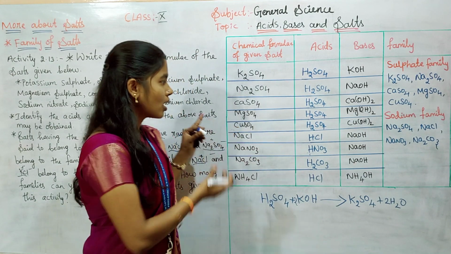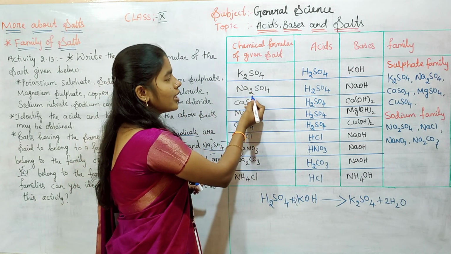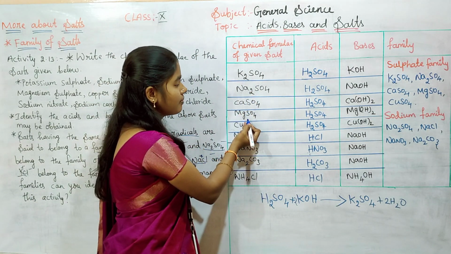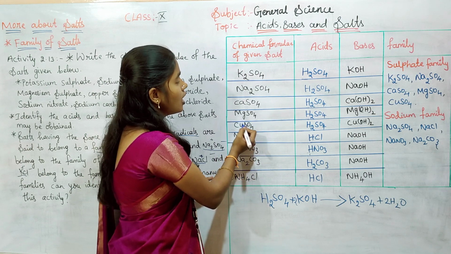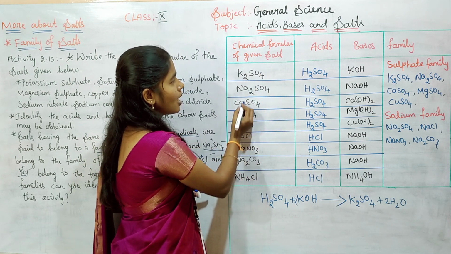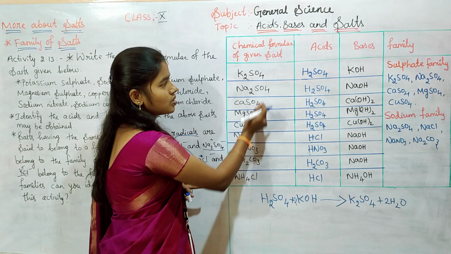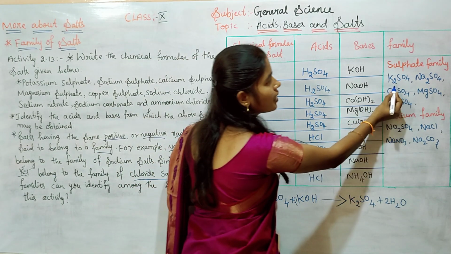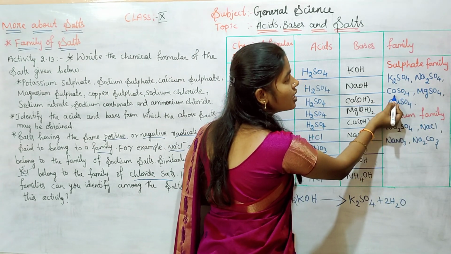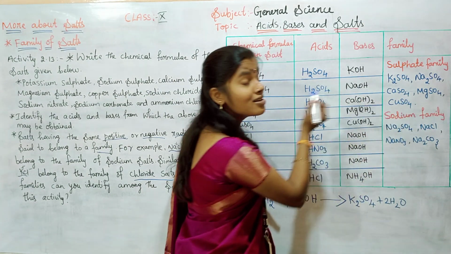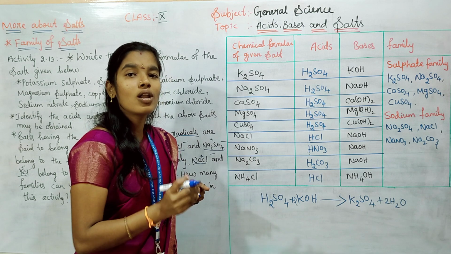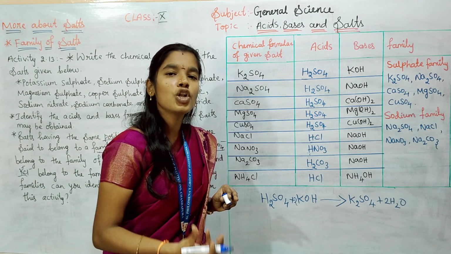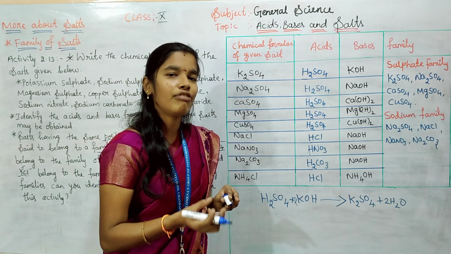How many families can you identify among the salts given in this activity? You can observe here potassium sulfate, sodium sulfate, calcium sulfate, magnesium sulfate and copper sulfate. In all the cases the negative radicals are the same, sulfate. So first one is sulfate family. I have written K2SO4, Na2SO4, CaSO4, MgSO4 and CuSO4. These all have the same negative radical, so they belong to the family of sulfate salts.